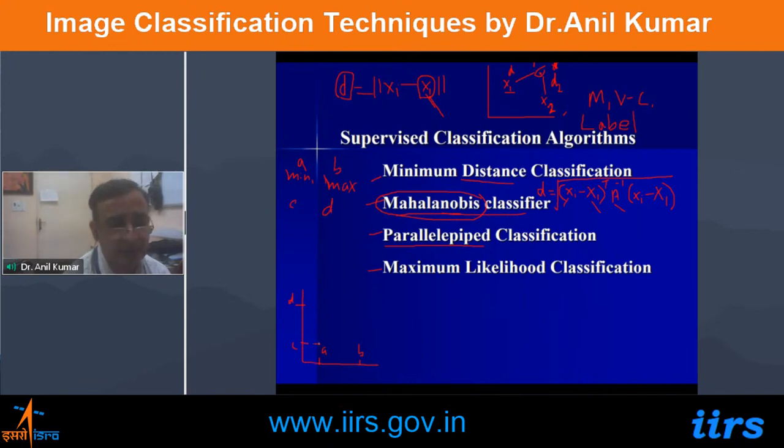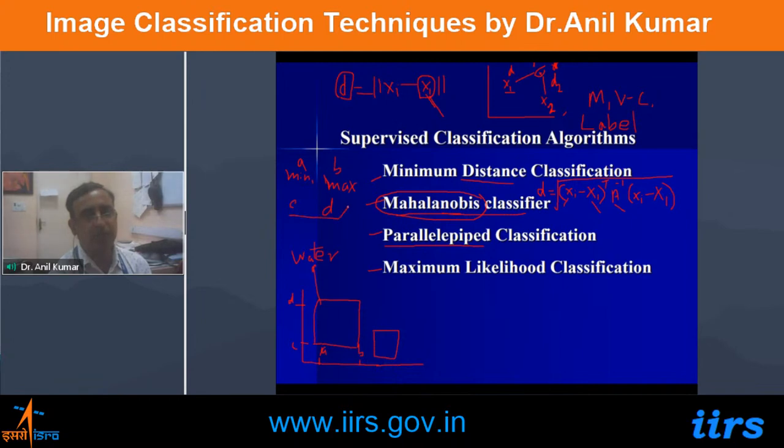So using these lines, if you extend, you can make a box. So this box is, say, for class water. Like this, if you take the sample of class agriculture, you can create one more box for agriculture with the minimum and maximum concept.